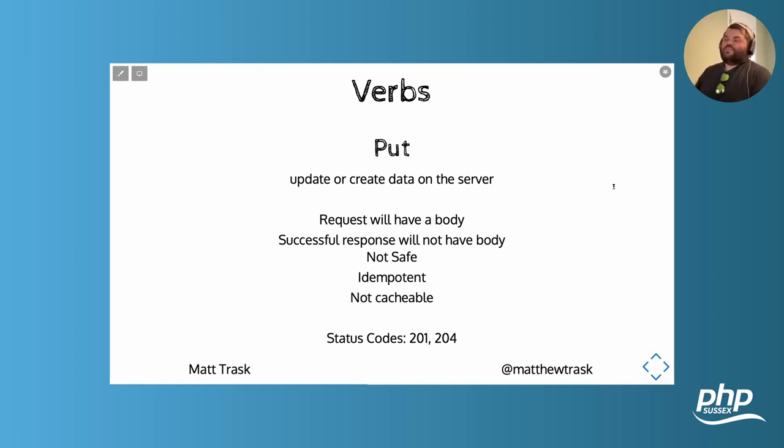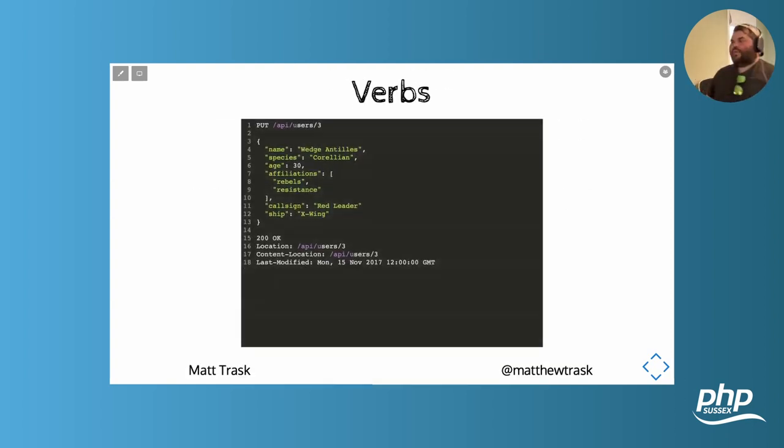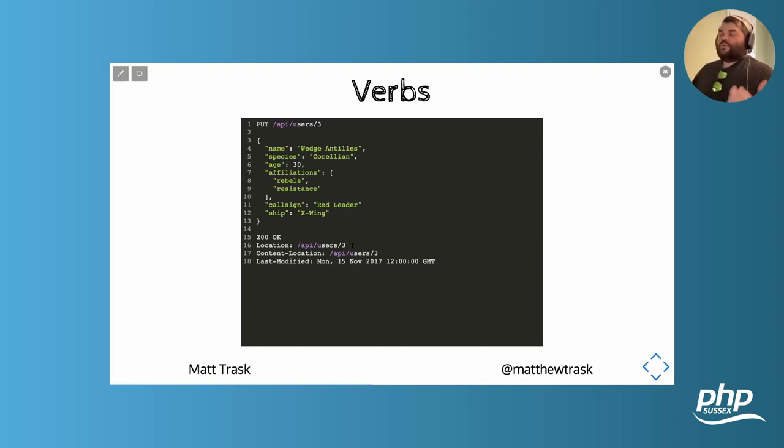Status codes you may see here: you may see a 201, a 202, and a 204. All of those are perfectly acceptable, although I would argue that 204 is probably your last resort of a status code here. And again, we're going to pass our body of data. We're going to tell it where you can find this new user or this updated user. And then we're going to pass a last modified date as well, so that we understand when this data was last modified. Did it change since then? This kind of thing.